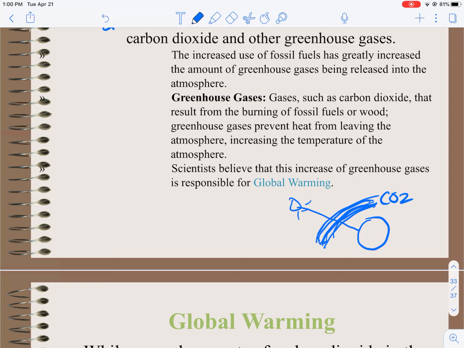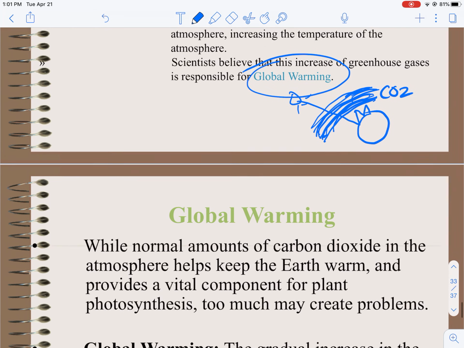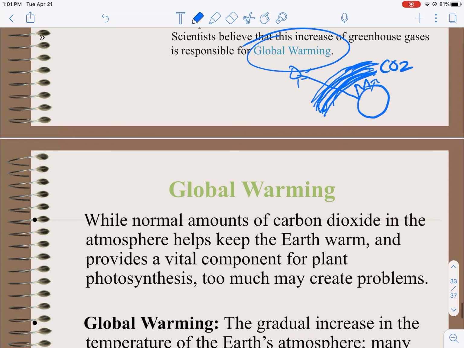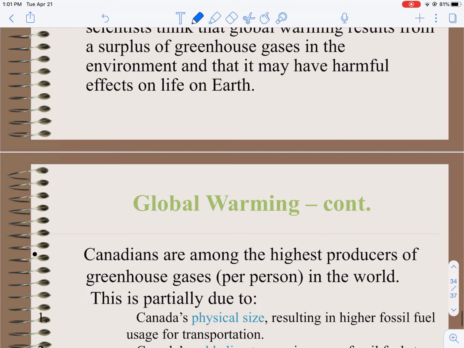But what happens is the sun is shining, and as it hits the earth, it bounces back and gets trapped by the carbon dioxide layer. So we end up with global warming, and they have tracked that the earth's temperature is increasing over time as the carbon dioxide layer is building. So that's a negative side effect of using too many fossil fuels.